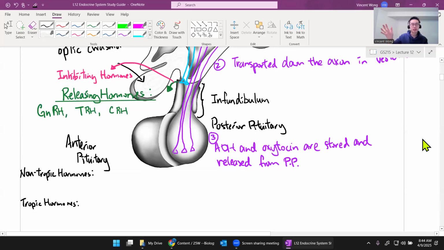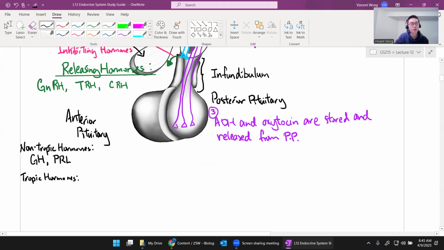One of them is related to feeding the baby. The other one is related to, how can I say it without giving the name away? Help you get bigger, I guess. Growth hormone, that's right. Thank you, Elvis. Growth hormone. And prolactin, PRL, prolactin. Okay, this is for production of milk, and growth hormone is for growth. So these are non-tropic because they do not target another endocrine gland.